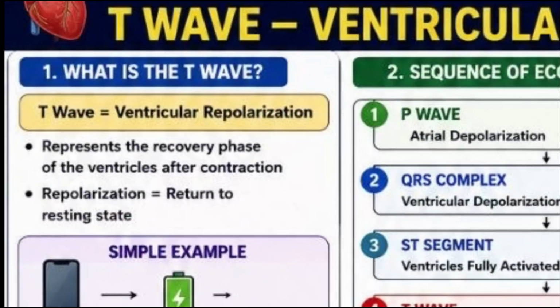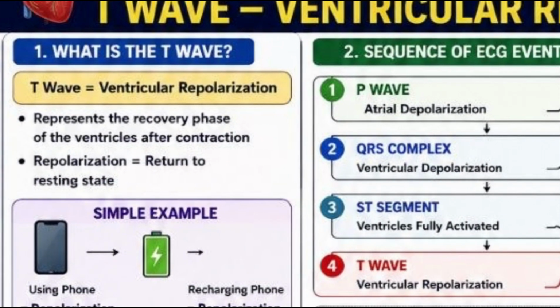So first, in step 1, you can see here what is the T wave. The T wave represents ventricular repolarization. So here you can see this is the ventricular repolarization. Okay, so what does repolarization mean? After a cell becomes electrically activated and depolarized, it must return to its resting state. This recovery process is called repolarization.